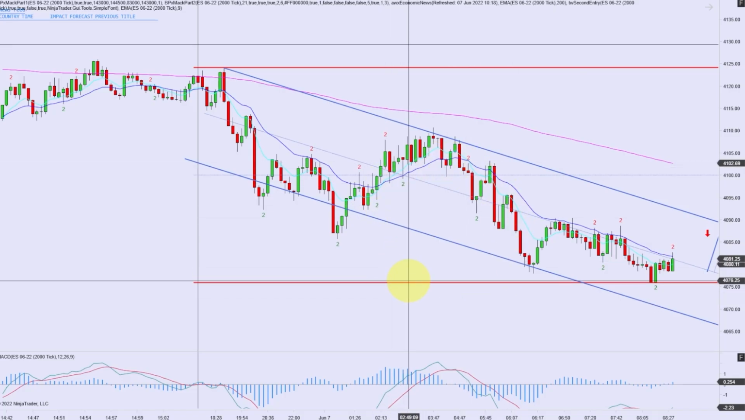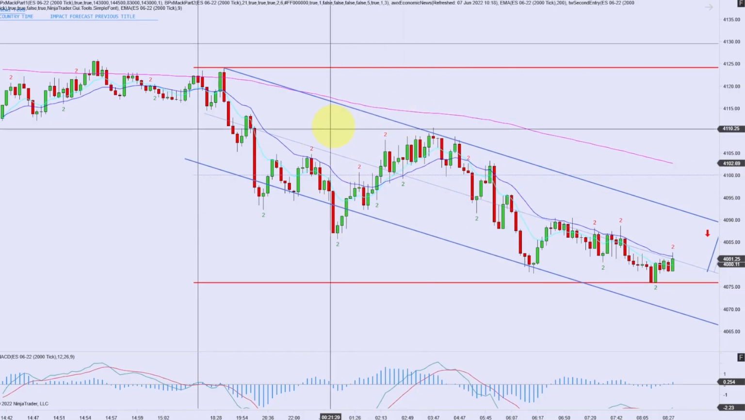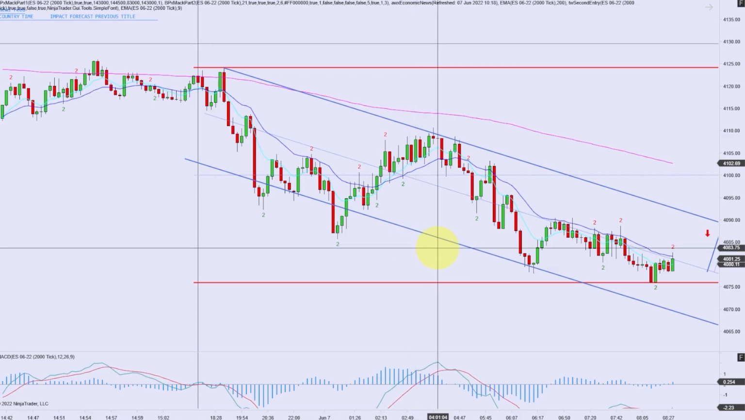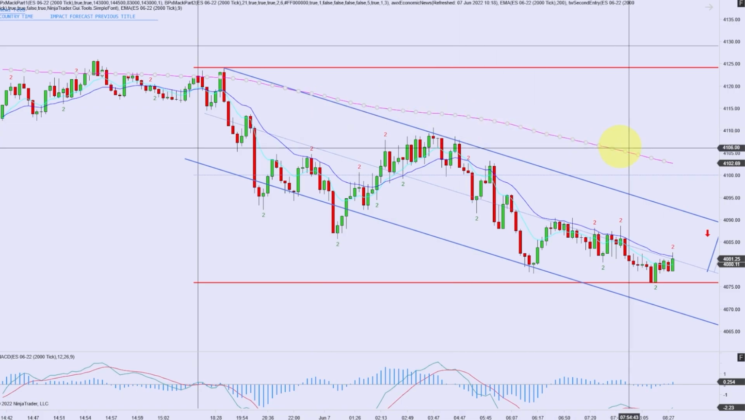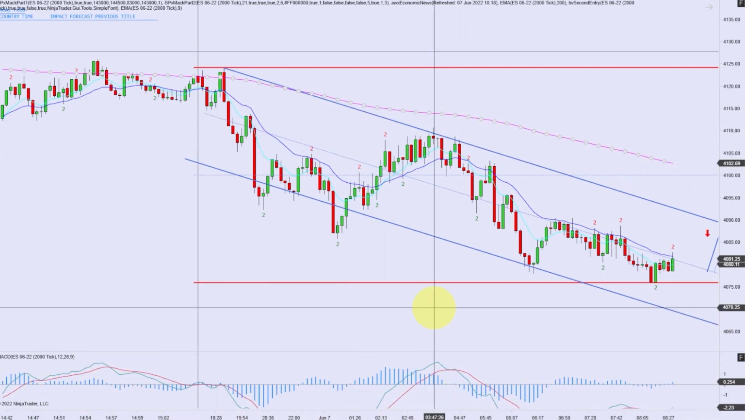Hey, good afternoon. Today is June 7th, 2022. We're looking at a 2000 tick chart for the E-mini S&P 500 futures market. We've got a 21 EMA here in blue, 9 EMA here in cyan, 200 EMA here in magenta, and we've got a MACD indicator down here at the bottom. But we primarily focus on using technical analysis, price action, and overall market context in order to place our trades.